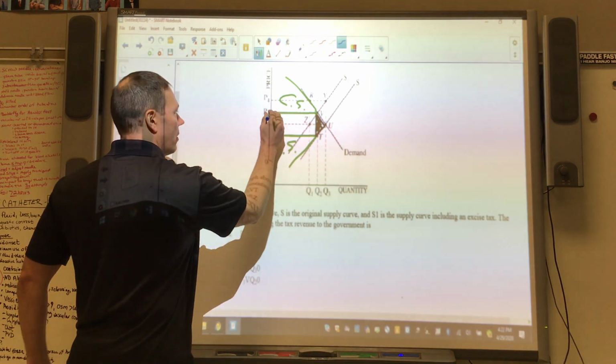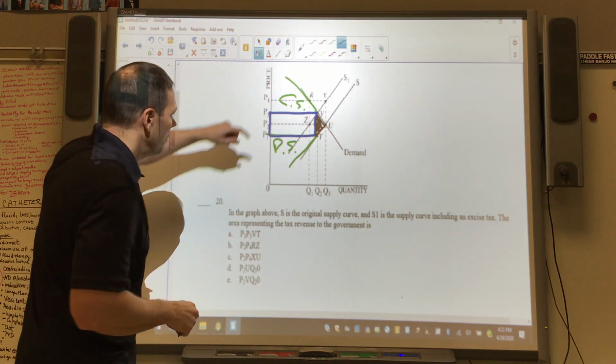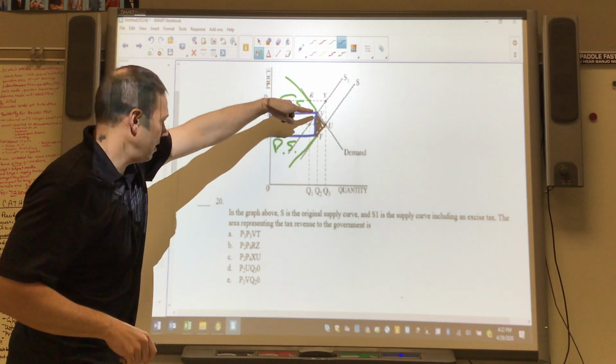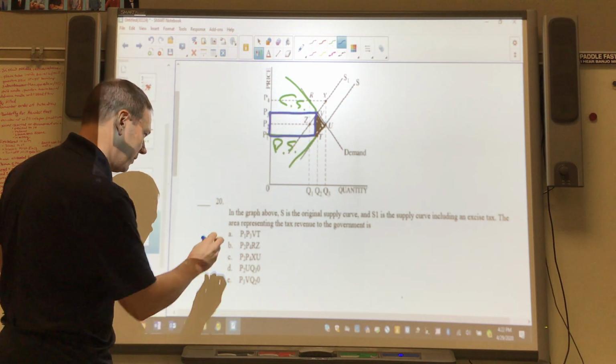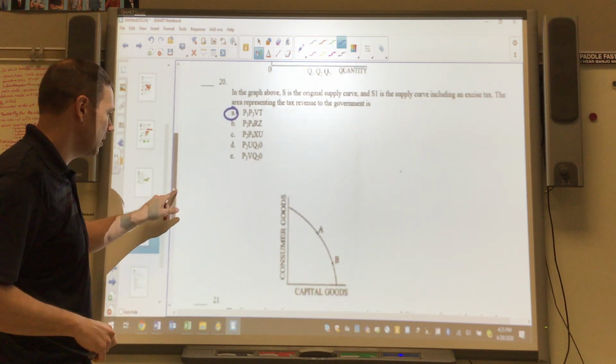That leaves this area here, this rectangle, as government revenue, which is P1, P3, VT. And I believe that's letter A. Okay, so number 20 is A. My apologies on that. I was messing that up a moment ago.